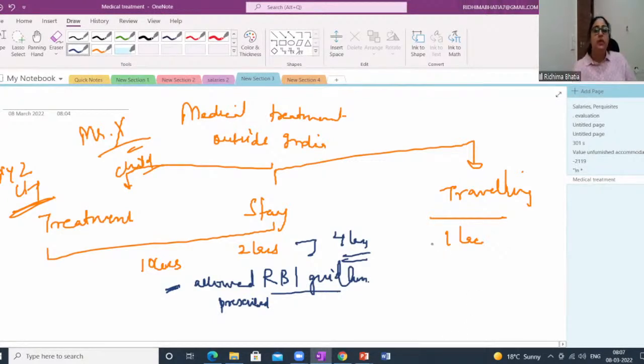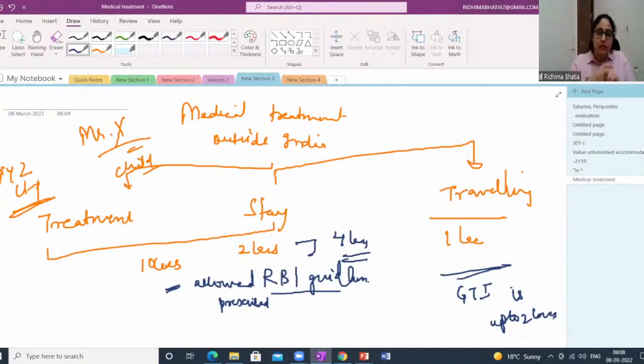And in the traveling case, it would always be taxable, but it would not be taxable for those employees whose gross total income is up to 2 lakhs. Again, medical treatment outside India has three components: treatment, stay, traveling. Treatment and stay would be allowed as exemption up to the RBI guidelines. All of this is when the employer has borne the cost. Traveling, whatever the employer has borne, would be a perquisite, but it would not be taxed if the gross total income of the employee is up to 2 lakhs. Otherwise, it would be taxable. So in most scenarios, it would be taxable.